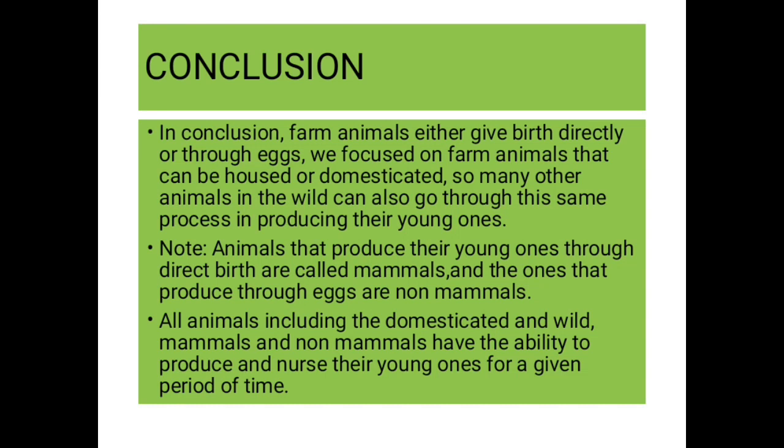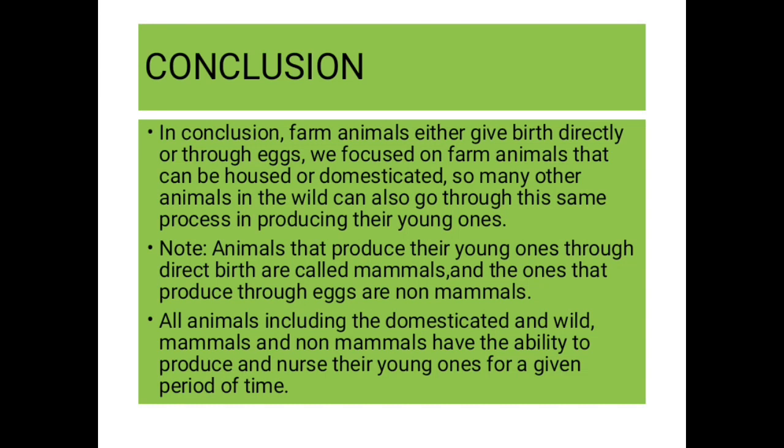The conclusion said, in conclusion, farm animals either give birth directly or through eggs. They either give birth directly or what? Through eggs. We focus on farm animals that can be housed or domesticated. So many other animals in the wild can also go through the same process in producing their young ones. There is no other special process those other animals go through. They produce their young ones through the same means, just that they stay in the wild.